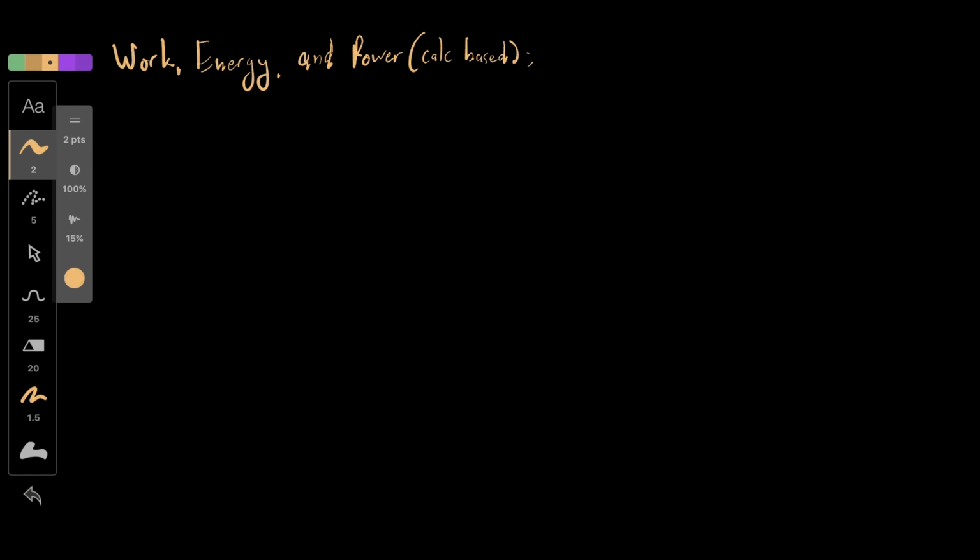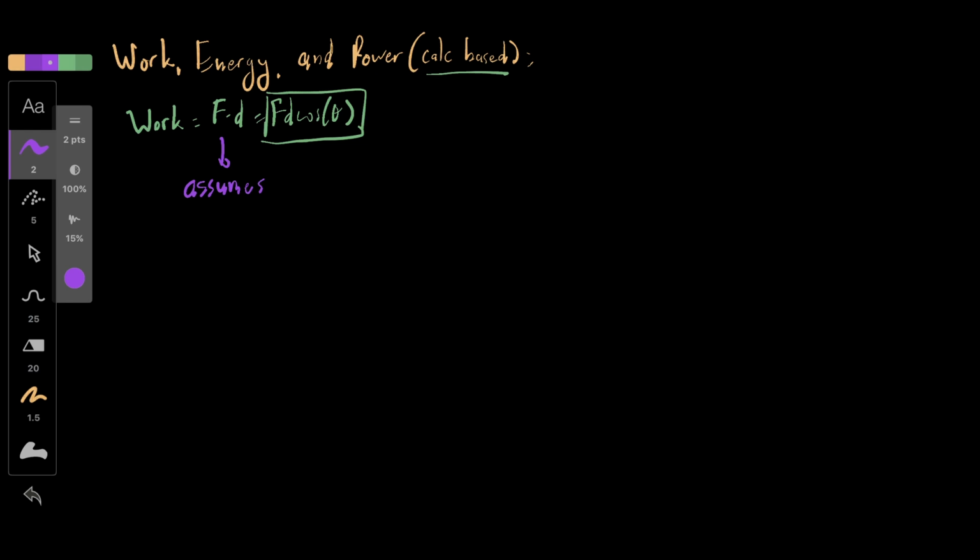Alright, so we have this thing where it says calc based, and we are going to use calculus from the very start. You might have noticed in my work video, I gave a definition of force times distance, or force times distance times cosine theta, as a slightly more general formula. But what happens when that force is not constant? Because this is assuming that force is constant, and that's not always true. Force is pretty much never completely constant.